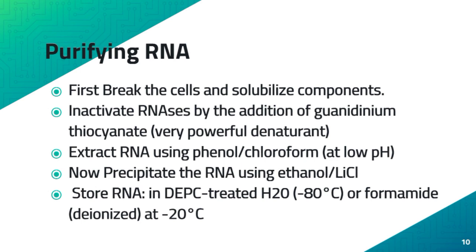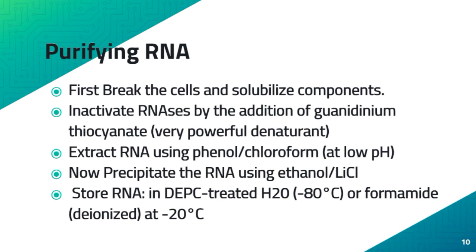Purifying RNA. To purify RNA, first of all, we need to break the cell and solubilize the compounds in it. And now we need to inactivate the RNases by the addition of guanidinium thiocyanate. This guanidinium thiocyanate is a very powerful denaturant. Now after this we need to extract the RNA using phenol or chloroform only at a low pH.